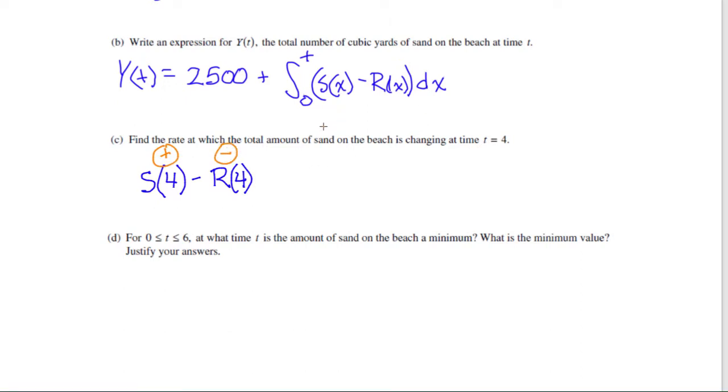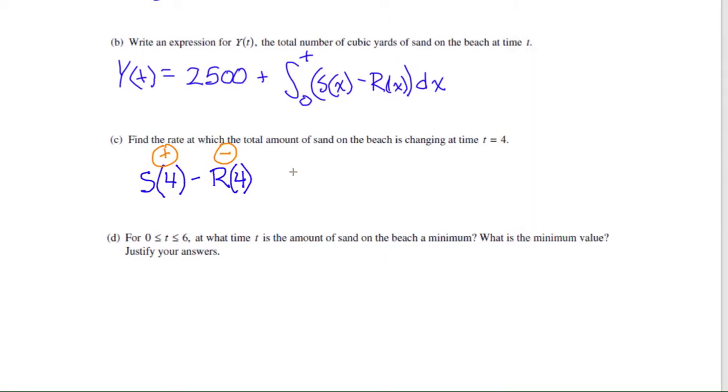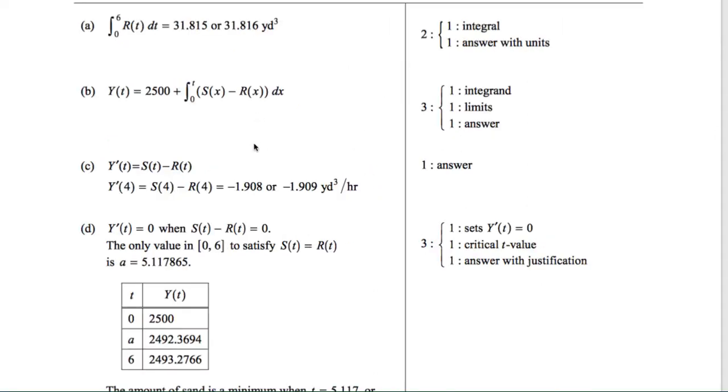Yes. So the positive, and again, you can just do that by doing VARS, right, Enter, 1, Y1 of 4, minus VARS, right, Enter, 2, Y2 of 4. And when you do that, it's 1.909. So this is approximately 1.909. And looking at the answer key, ooh, what just happened here?